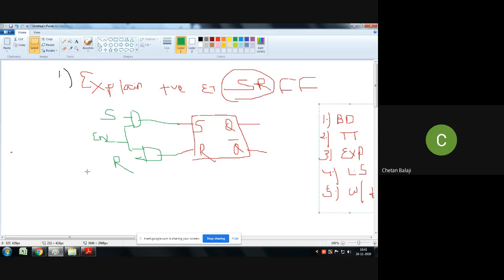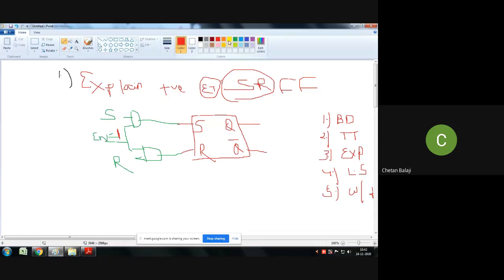This is the gated SR latch, wherein at any point of time my enable pin should always be equal to 1. It should not change. Enable pin should always equal 1. Now we are not writing that; instead of that we are writing edge triggered.